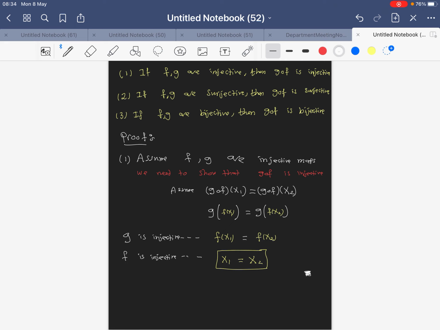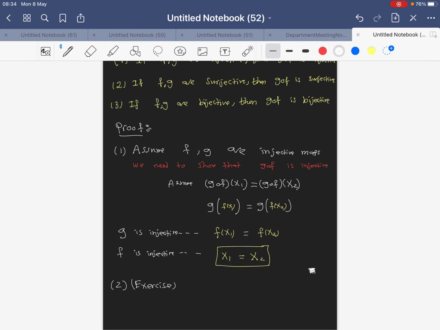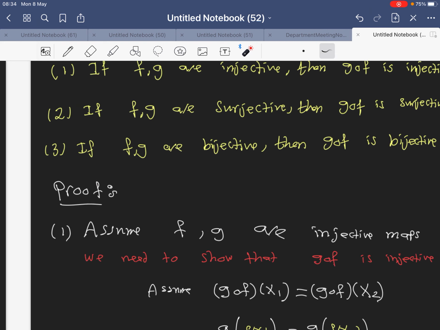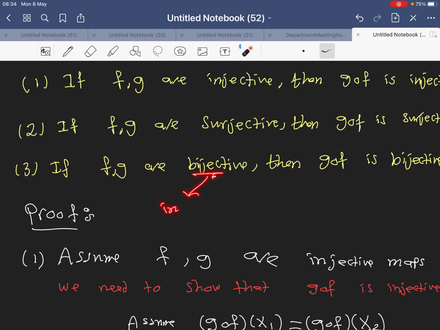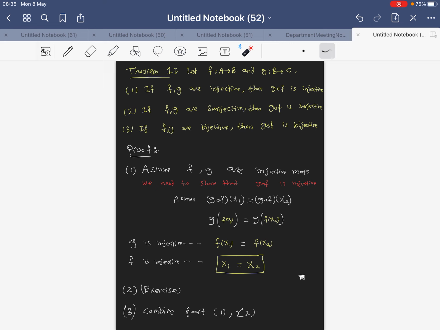So a very easy, very direct, straightforward proof that if two functions are injective, their composite is also injective. However, part 2, I will just leave it for you as an exercise. It's a very good exercise to try to prove the surjectivity using the surjectivity of F and G. And of course, part 3 is just we combine part 1 and 2, because if both functions are injective, this is part 1, and surjective, this is part 2, we get everything together is bijective. And this is exactly theorem number 1.